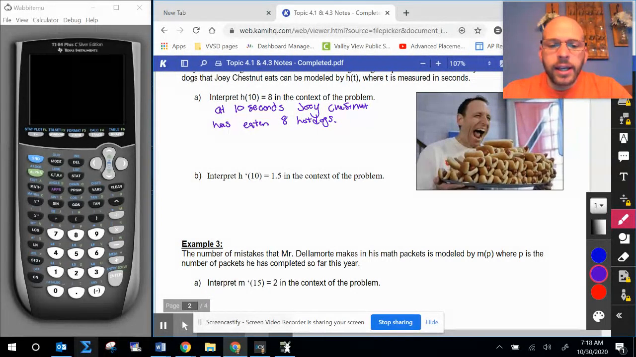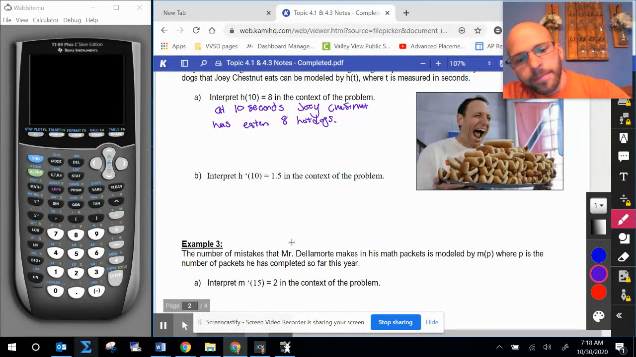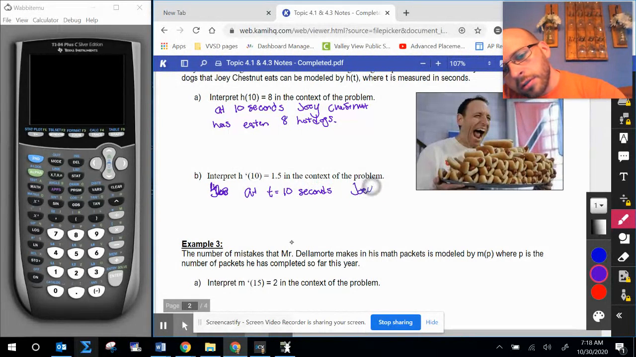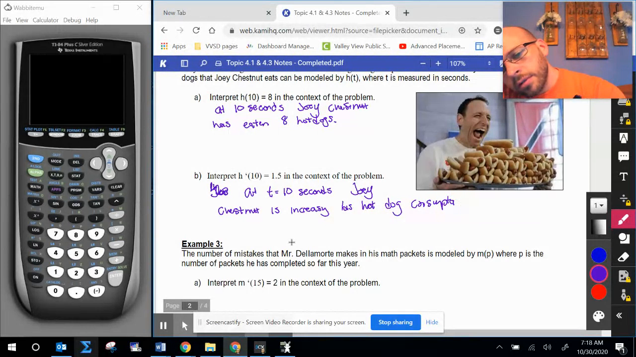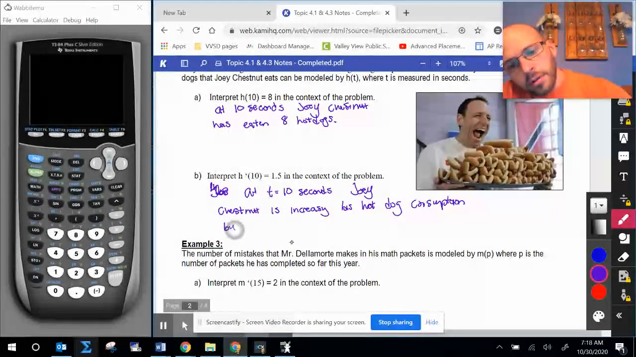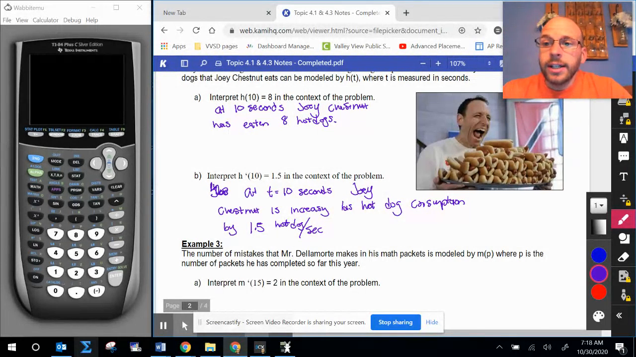Now, if you take a look at h prime of t equals 1.5, I would say that at time t equals 10 seconds, Joey Chestnut is increasing his hot dog consumption by 1.5 hot dogs per second. Okay, so he's starting to eat faster, right?